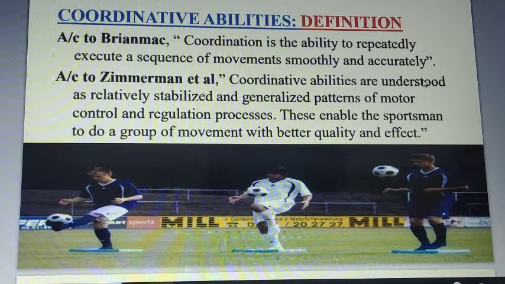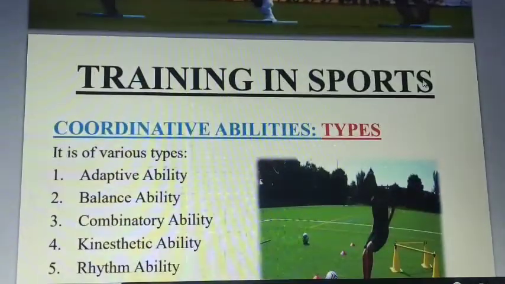Coordinative ability means the proper functioning of motor development. Now, what is motor development? The smooth and coordinated development of bones and muscles is called coordinated motor development. Motor development is of two types. Gross motor development means development of big muscles and bones. Fine motor development means development of small muscles and bones.